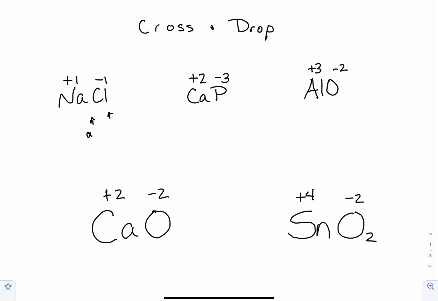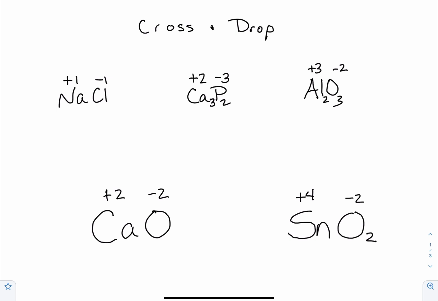We're going to do a few more just to remind you, yeah, you can make this work most of the time. So over here we have the 3. We're going to cross it down, so that's a 3. The 2 will cross over this way, so you end up with Ca3P2. And then over here, the 2 goes over, the 3 goes over, so you end up with Al2O3.